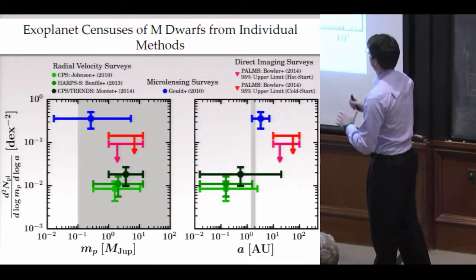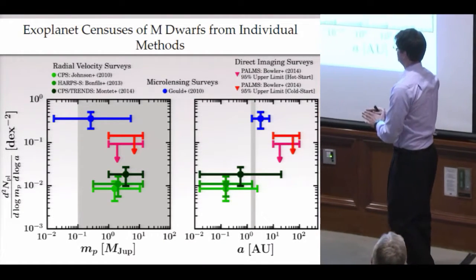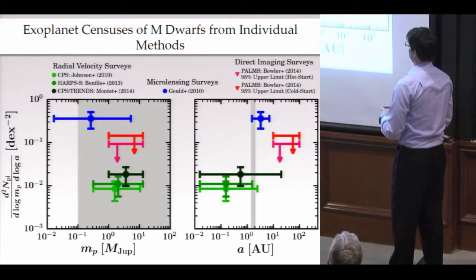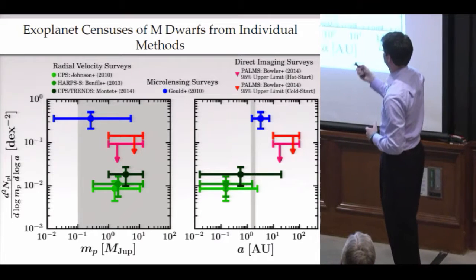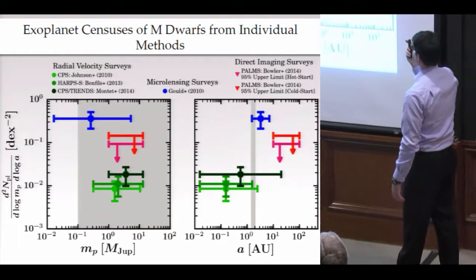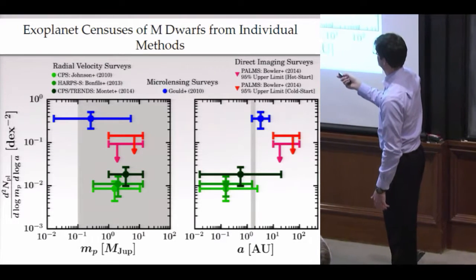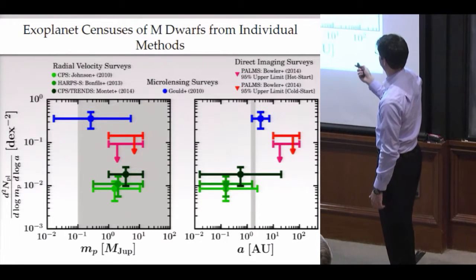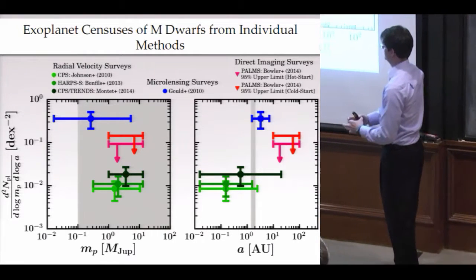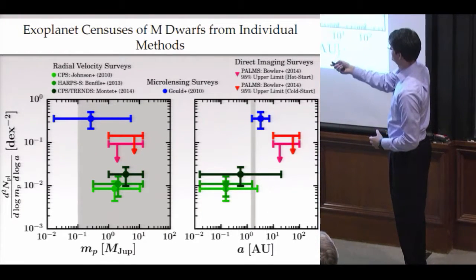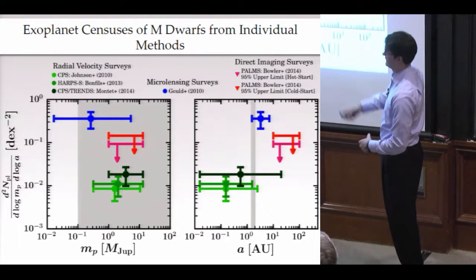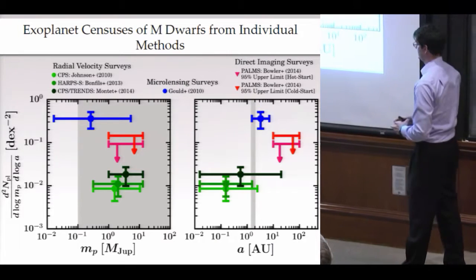And so here are a couple results from demographic studies that have been derived from these different detection methods. We have some upper limits on giant planet frequency from direct imaging surveys. And here in the green are results from radial velocity surveys, which measure the frequency of giant planets across the regions shown by these horizontal bars. The vertical error bars are the actual measurement errors on the planet frequency itself.